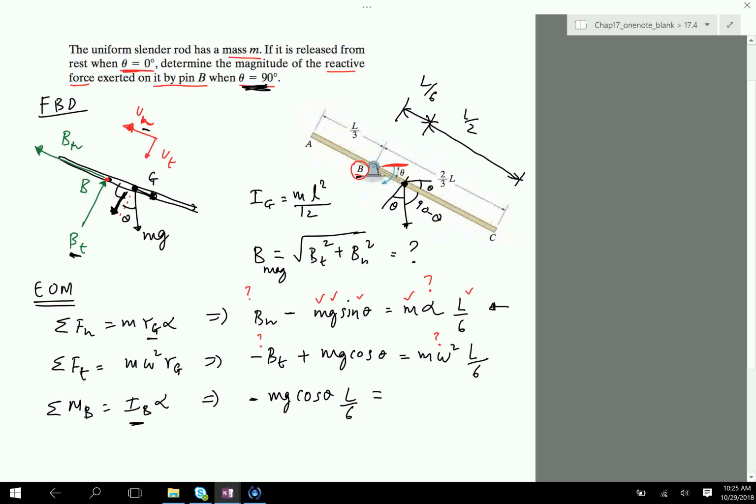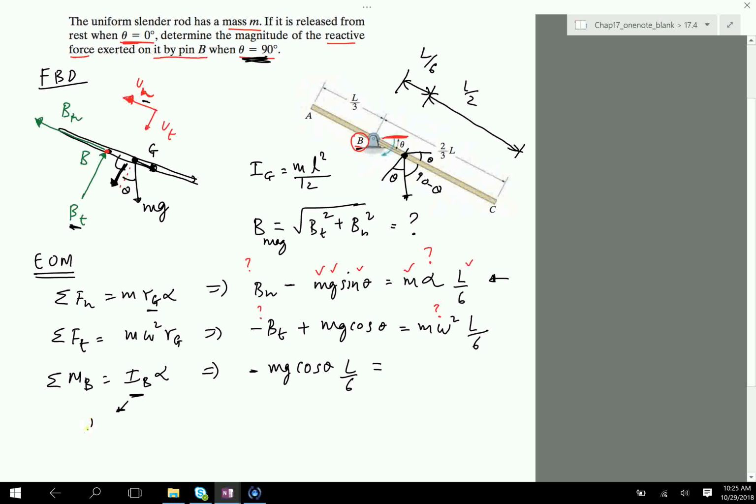So if you want to find IB, that's going to be Ig plus mass times the distance from B to G squared. So that distance is l over 6, squared. Okay, so if you simplify that and put it over here, you get ml squared divided by 9 times alpha, where Ig is given here.